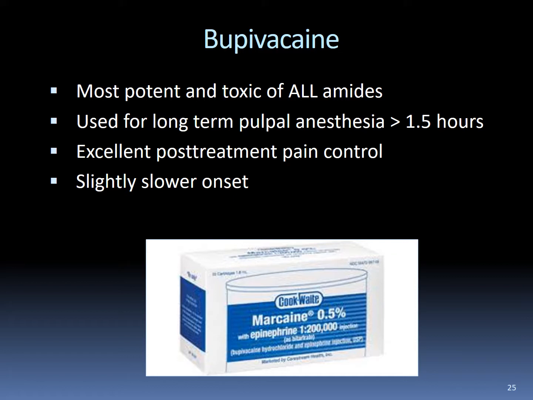The last drug we're going to review is bupivacaine. Bupivacaine is the most potent and most toxic of all amides. It is used for long-term pulpal anesthesia, allowing over an hour and a half. This is for more advanced surgical procedures and not within the scope of practice for dental hygiene. It has excellent post-treatment pain control, but it does have a very slow onset time due to its high pKa.